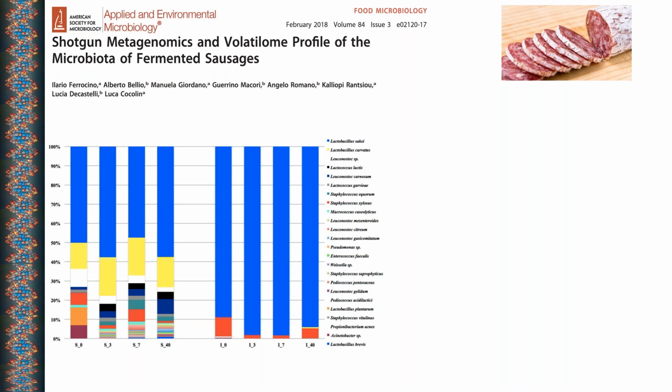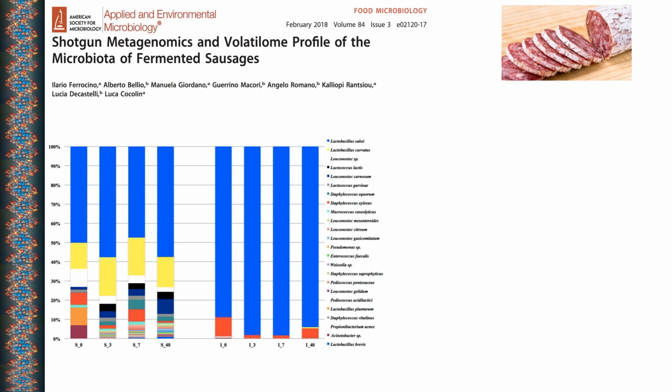You can see that in the inoculated fermentation, you have the predominance of two species, Lactobacillus sakei and Staphylococcus xylosus, which were the two species present in the starter culture, while in the spontaneous fermentation you have a higher diversity of microorganisms, and this absolutely confirms the current knowledge that we have on spontaneous fermentation. But again, Lactobacillus sakei and Lactobacillus curvatus were the two main actors of this fermentation.